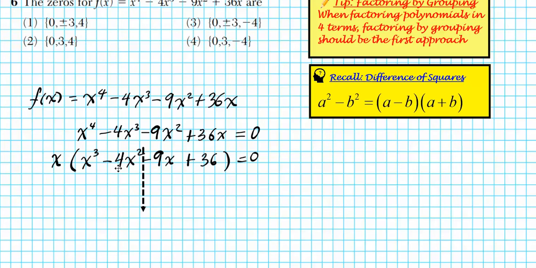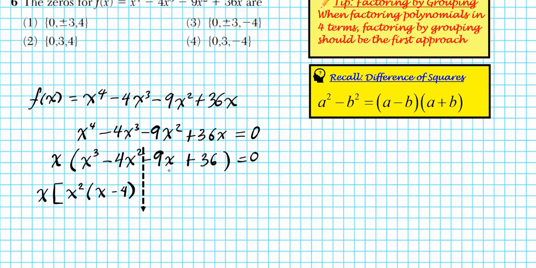We're now going to consider them in pairs and extract the GCF of the 2 terms to the left and the GCF of the 2 terms to the right. Let's go ahead and do that. Bring down this x, bracket, x to the third minus 4x squared. The GCF in this case is x to the second power. Dividing these 2 by x squared, we're left with x minus 4.